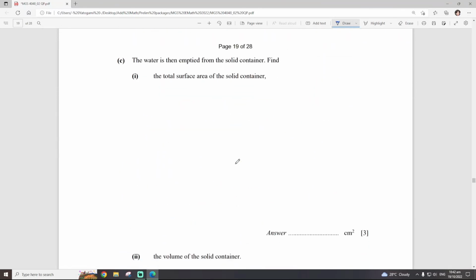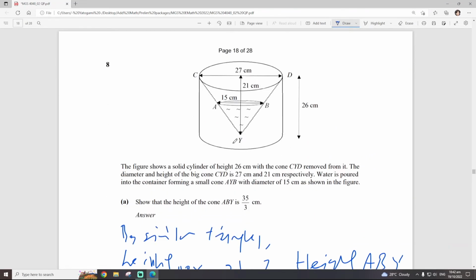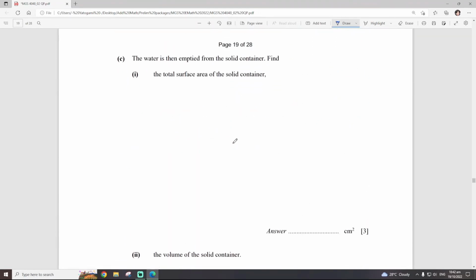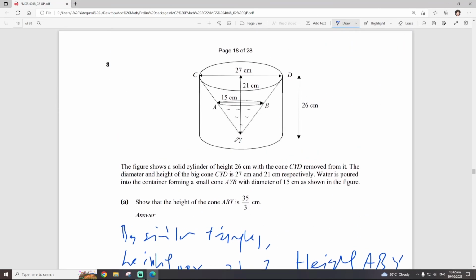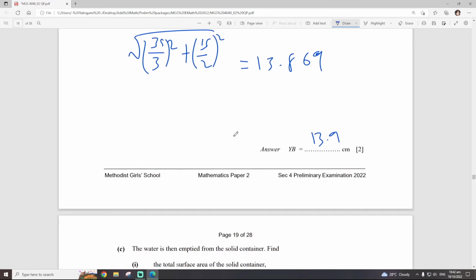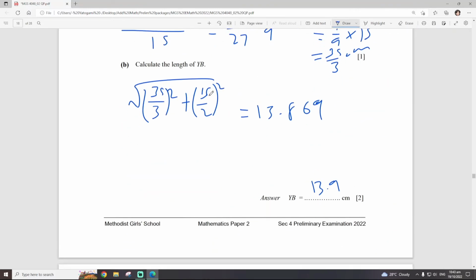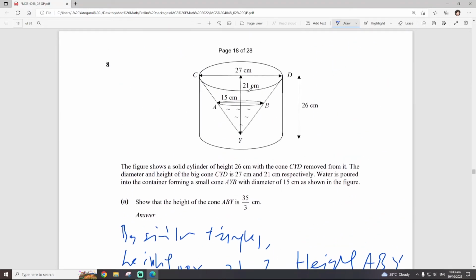The water is then emptied from the solid container. Find the total surface area of, okay. The total surface area. So the water doesn't actually matter lah, but the total surface area. So this container is like this part essentially, and they want us to find the surface area and the volume of it. Okay, so surface area will be the curved surface area of the cone plus the cylinder outside plus the circle at the bottom.